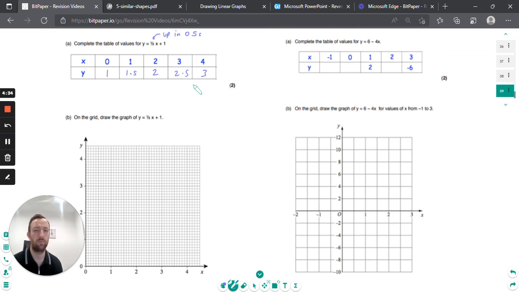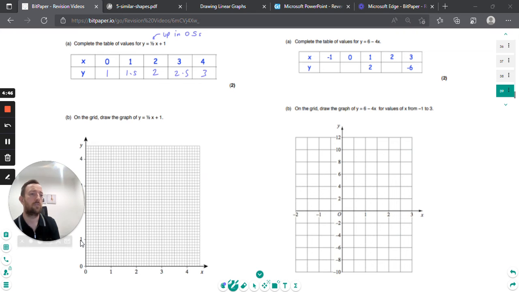So it's really simple to do that table, okay? Look at the formula. If it's a half x, it's going up in halves. If it's 4x, it's going up in 4s, etc., etc. And then you've just got to plot it. I'll just move that slightly. So 0 across and 1 up.